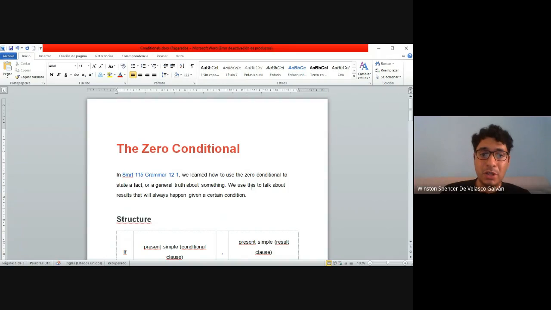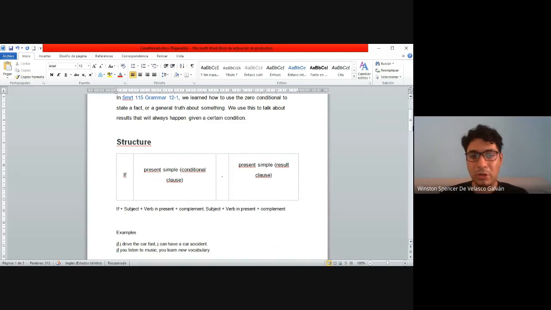A zero conditional is going to express something that is generally true. Yes, a truth about something. We use this to talk about results that will always happen given a certain condition. And this is the following structure. Yes, the structure is going to start with if. Remember that the word if in Spanish means si. And that's why it's a conditional, if.